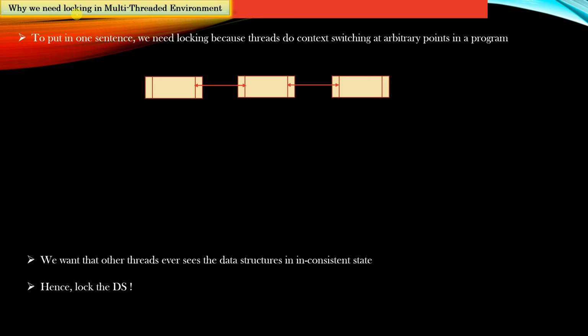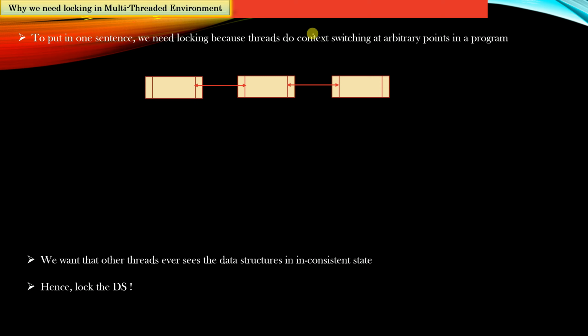So guys, the question arises: why do we need locking in a multi-threaded environment? When you have a multi-threaded program, you need locks or thread synchronization to ensure data integrity. To put it in one sentence, we need locking because threads do context switching at arbitrary points in a program. And this is how your underlying operating system is designed. It subjects the user space threads to undergo context switching at any arbitrary point.